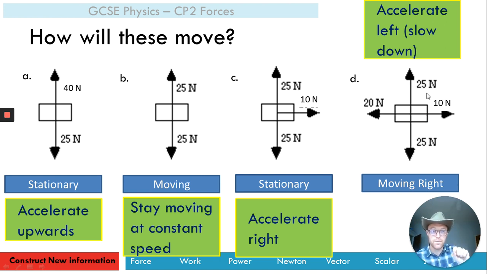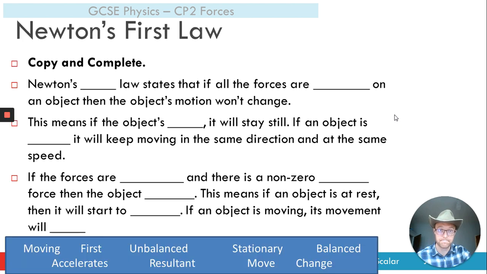So the object is moving to the left currently. It has an unbalanced force, a resultant force to the left, so it will accelerate to the left, i.e. it will slow down. Don't worry if you don't get that. Perhaps rewind and go through the explanation again.